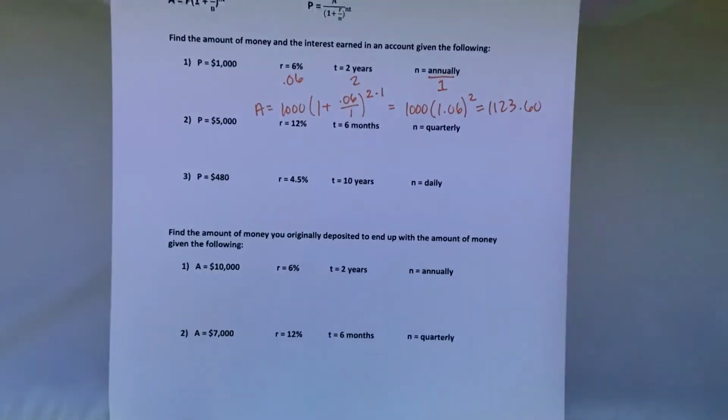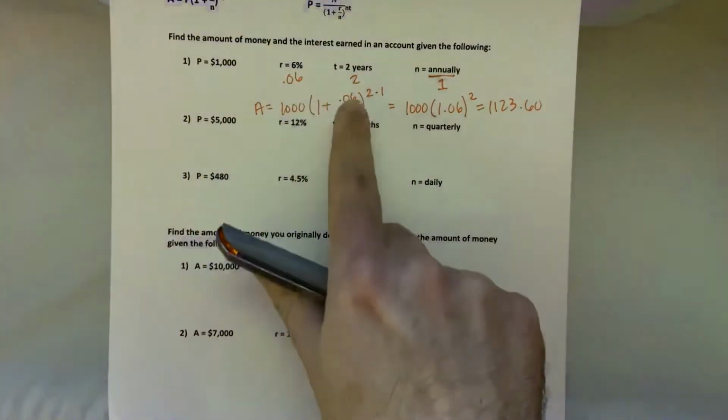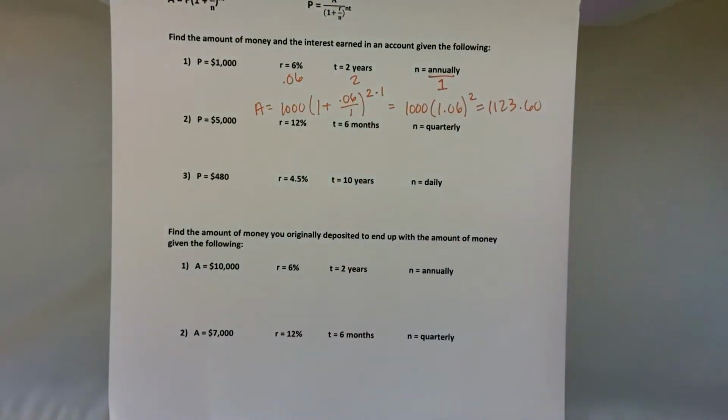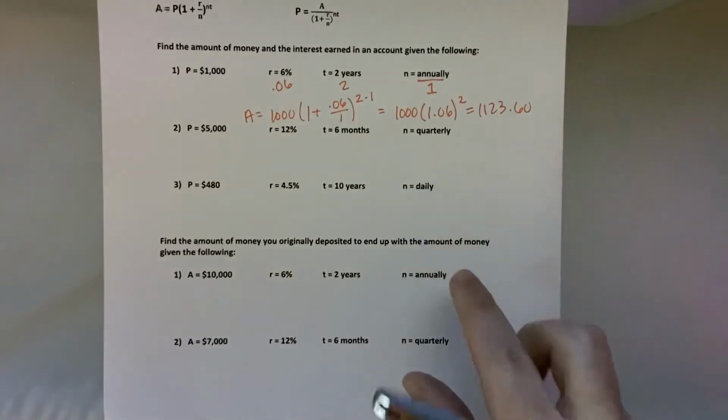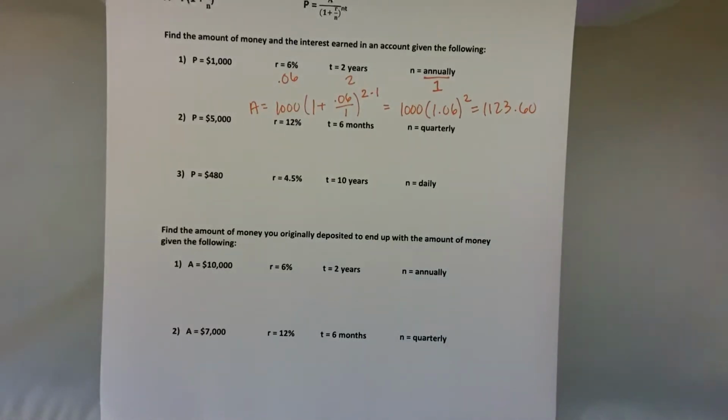1123.60. Now, you'll notice this is very similar to the problem at the beginning of the last section: same borrow, same rate, same time, and annually didn't affect that at all. But notice that we ended up with slightly more interest. And the reason for that is your interest gained its own interest. So the $60 that came from the first amount of interest got its own 6% interest, which is where the extra $3.60 came from.